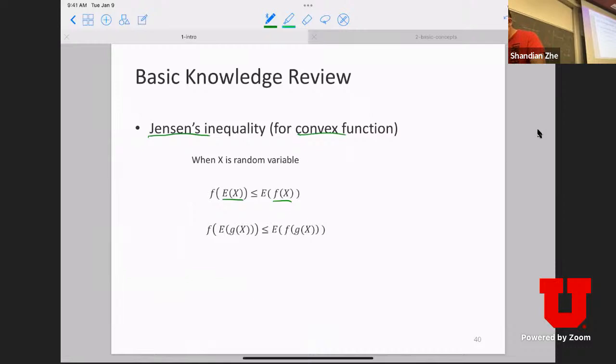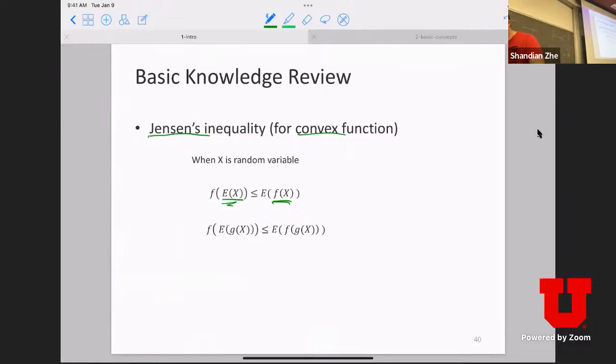Remember, x is a random variable, so f of x is a random variable as well. So your expectation of f of x, of course, is valid because it is taking expectation of another random variable. So it says that if you take the expectation over the input and then take the convex function, it is less than or equal to first taking the function over the input, and then taking the expectation.